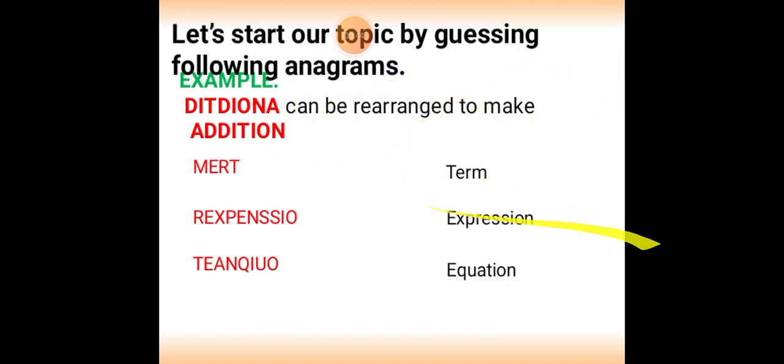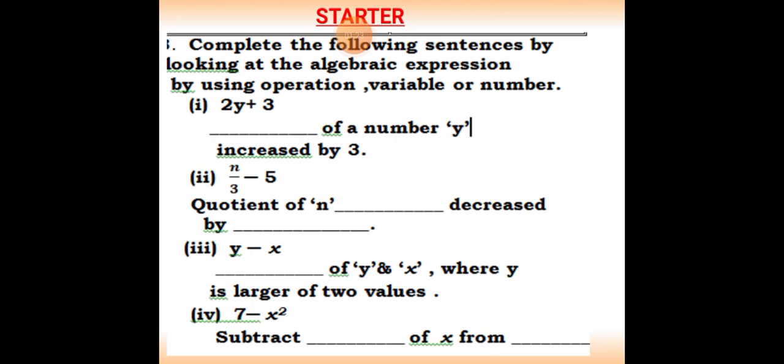An anagram is where the words, letters, or alphabets are written in disorder, and you need to put them in order and then guess the word. You make a word. Like here, the first one is DITDIONA. When you arrange it, you come across addition. So this is one, and then word as term, exponential as expression, and QU that is equation. So these are the anagrams, and this was a small activity.